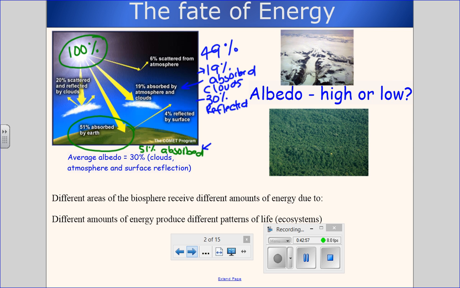So you'll see underneath here, I wrote that the average albedo is 30%. Albedo is a fancy science way of saying reflected. And I've listed here the things that do the reflecting: clouds, atmosphere, and surface.